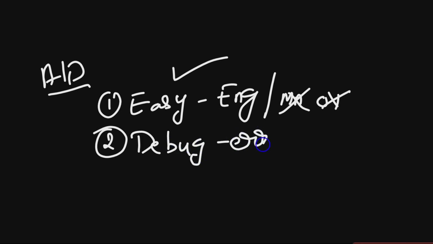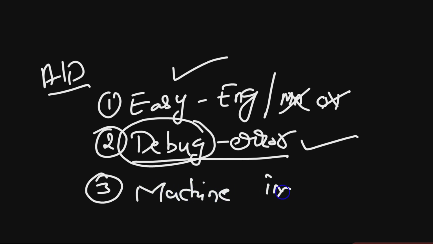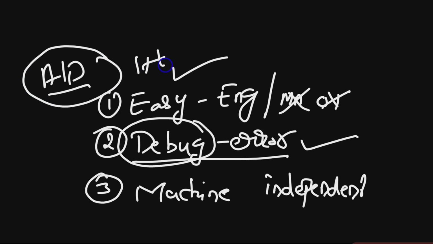If I write a program and I make any mistakes, those mistakes are called errors. It is very easy to debug, or find, or search the errors in a high level language. And the third main advantage is that this high level language is machine independent. In the earlier videos, I said our assembly level language and our machine level language are machine dependent, but this high level language is machine independent.